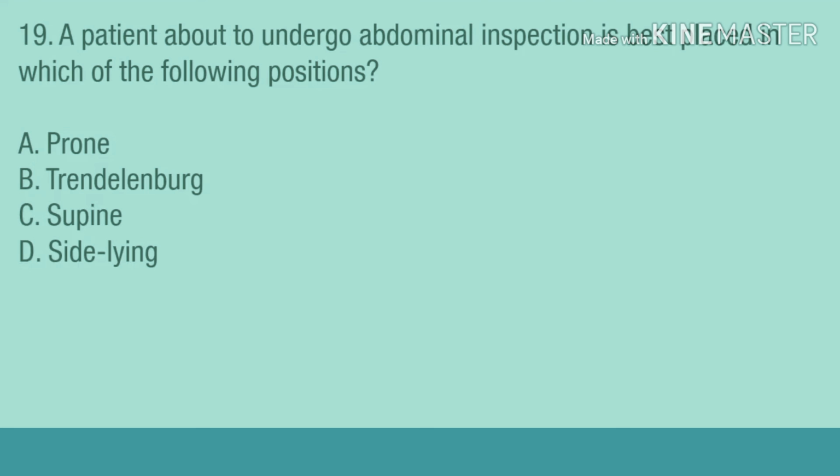Question 19. A patient about to undergo abdominal inspection is best placed in which of the following positions? A. Prone. B. Trendelenburg. C. Supine. D. Side lying.